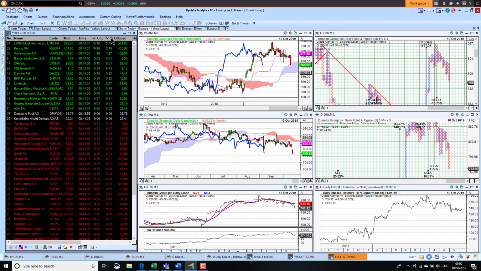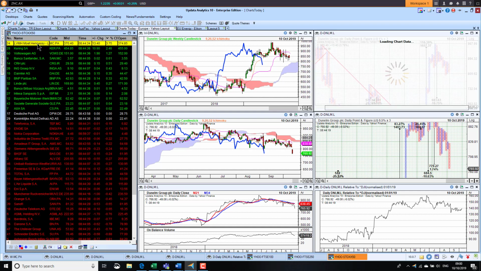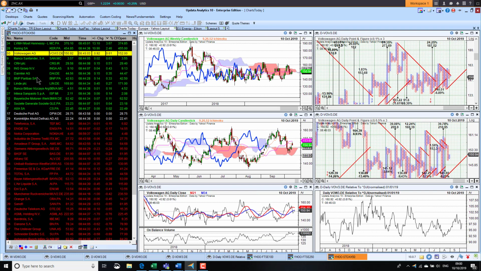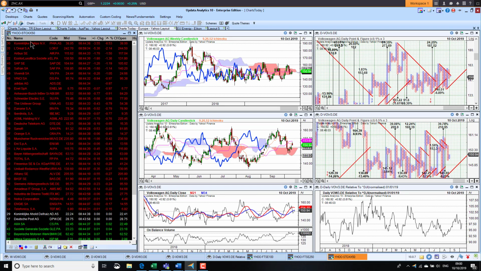Looking at the European markets now, we've got LVMH. They're the best performer, up 3.75%. Chart looking good. Long-term chart still looking good. The relative has been rolling over, but we're starting to see a little bit of recovery there. We're seeing Kering, Volkswagen, Daimler, so European car makers looking pretty good this morning, although the chart's still pretty choppy.